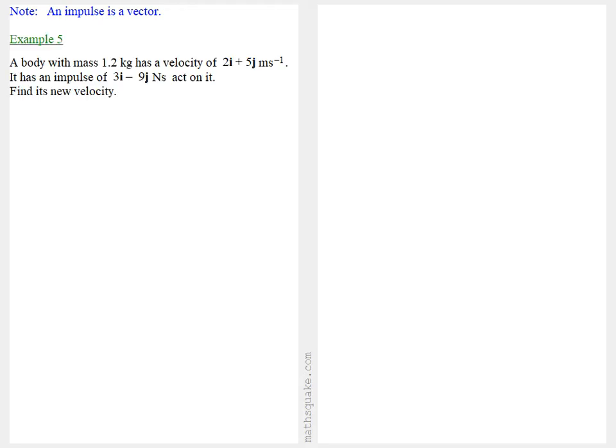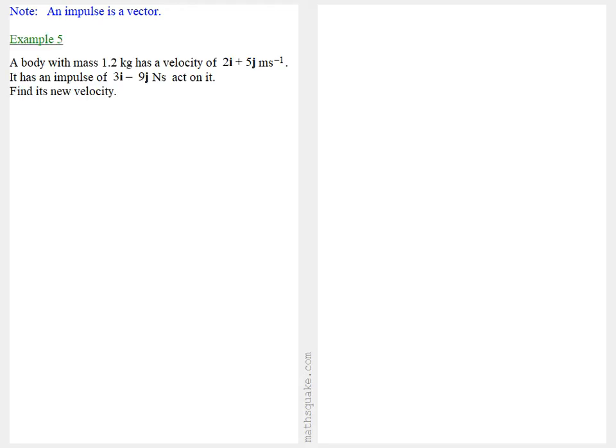Note, an impulse is a vector. We can see that because an impulse is a change in momentum, and momentum is force times time. Now force is a vector, and time is a scalar. A vector times a scalar is a vector, so an impulse is a vector. That means we can have vector equations that are solved using impulses. Let's have a look at an example.